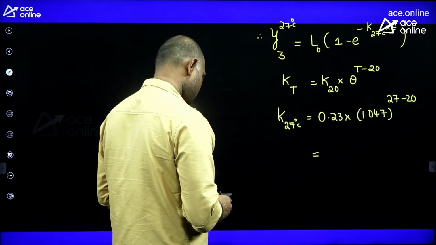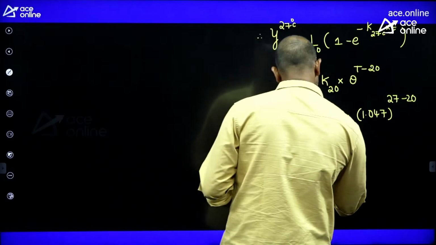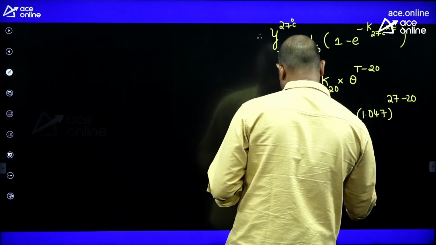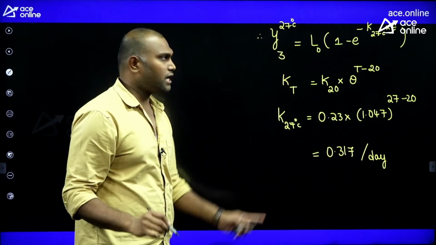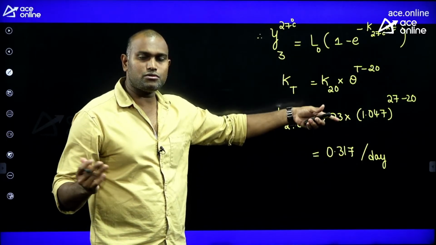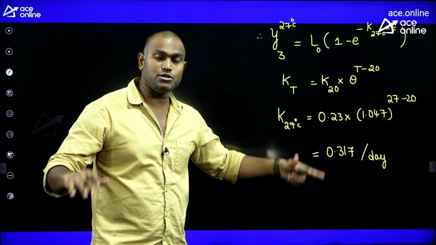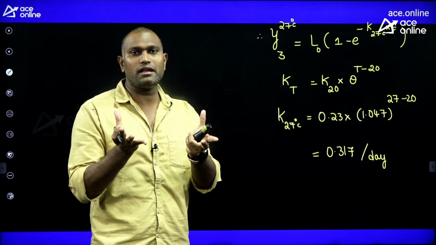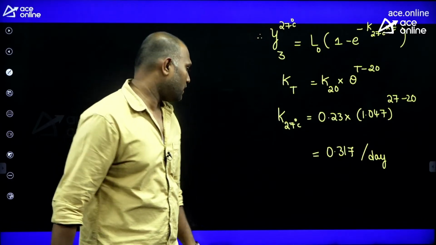(1.047 power 7 into 0.23). So this value goes as 0.317 per day. So now you see, at 20 degrees that is 0.23, but now for 27 degrees, how much reaction is happening? 0.317. So the reaction rate increases. So BOD utilization can happen quickly, right?